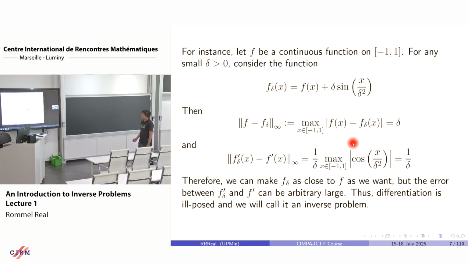Now, as you can see, we can make f delta as close to f as we want. So that is when we let delta be close to 0. However, if f delta gets close to f, then the error between the respective derivatives can be arbitrarily large, because 1 over delta blows up as delta goes to 0.